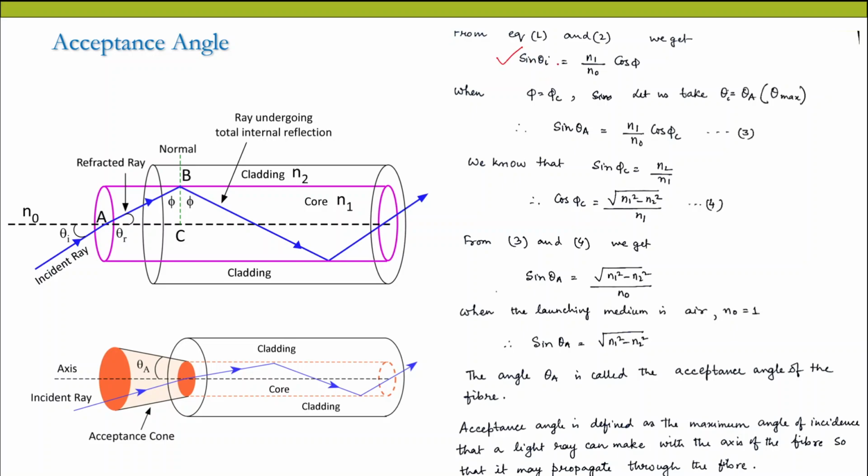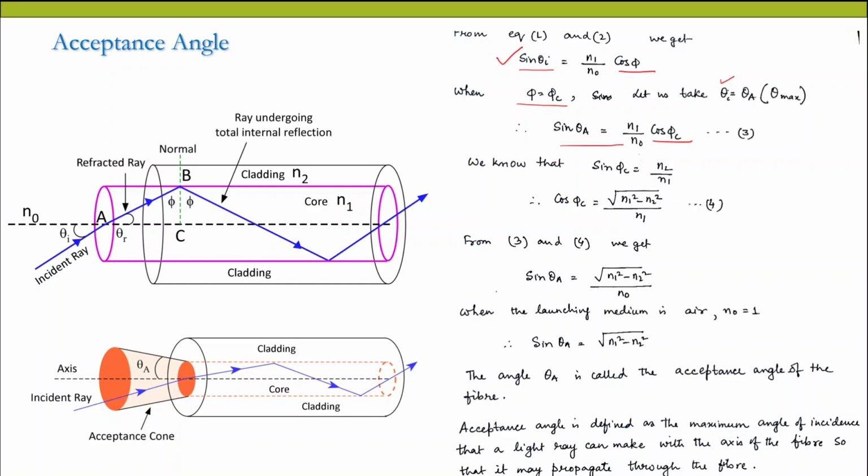Sine theta I is equal to n1 by n0 cos phi, from equations 1 and 2. Now when phi equals phi c, as I have mentioned, this theta I has a maximum value. Let us take this as theta A, where theta I reaches its maximum limit. So sine theta A is equal to n1 by n0 cos phi c, replacing it in this equation.